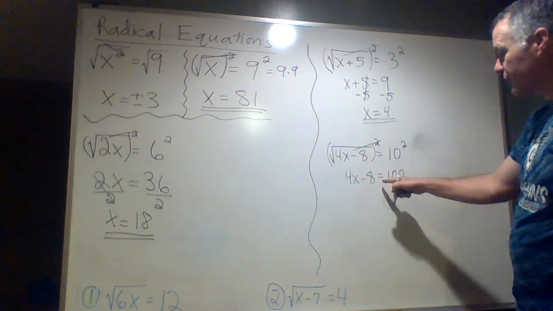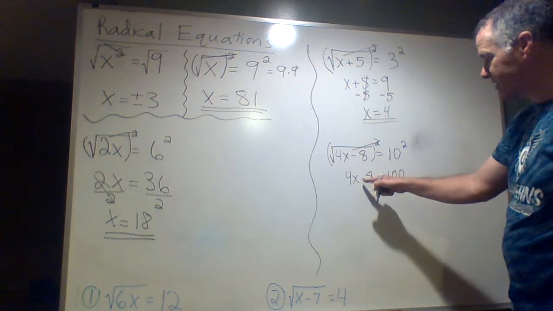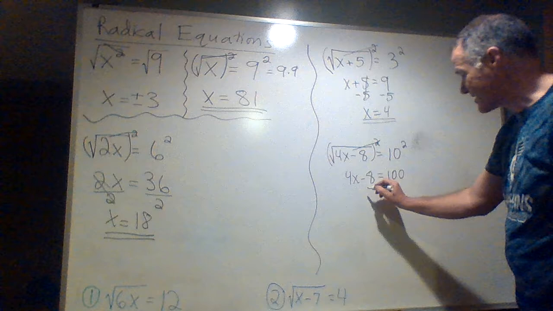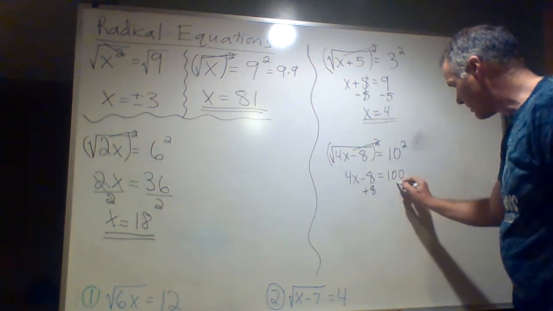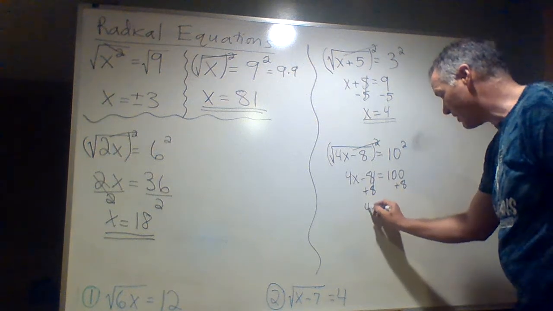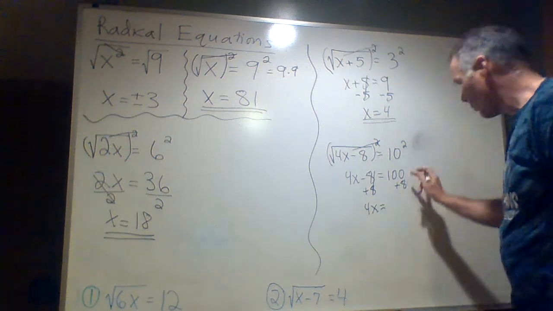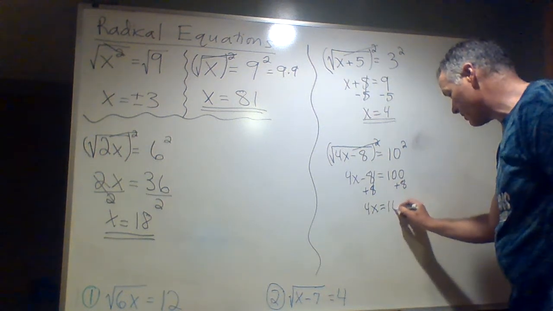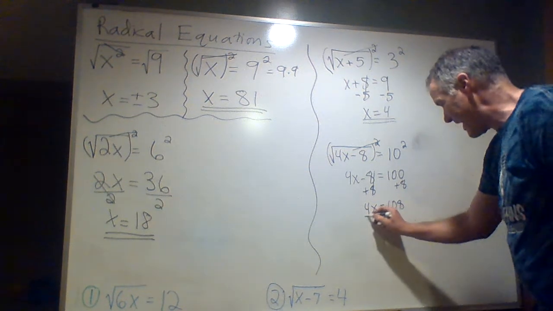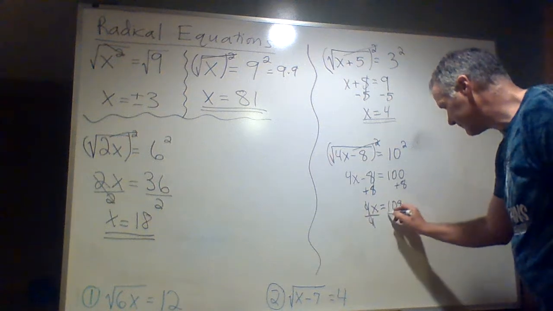Now I'm just going to solve this like an equation. I've got 4 times x, and I've got a minus 8. Remember, get rid of plus or minus first. So we're going to get rid of the minus 8 with a plus 8. The 8's cross out, so now I still have my 4x. 100 plus 8 is obviously 108. Last step, divide away the 4.